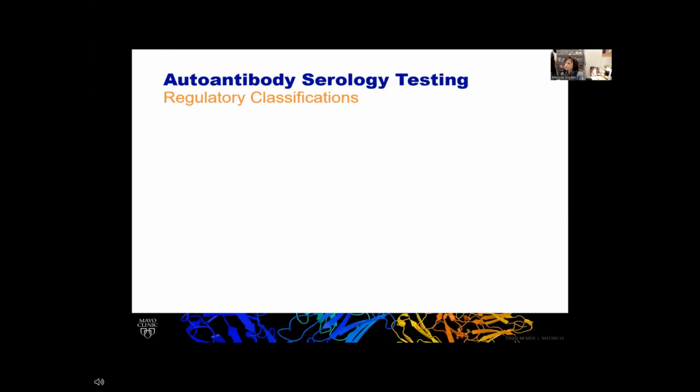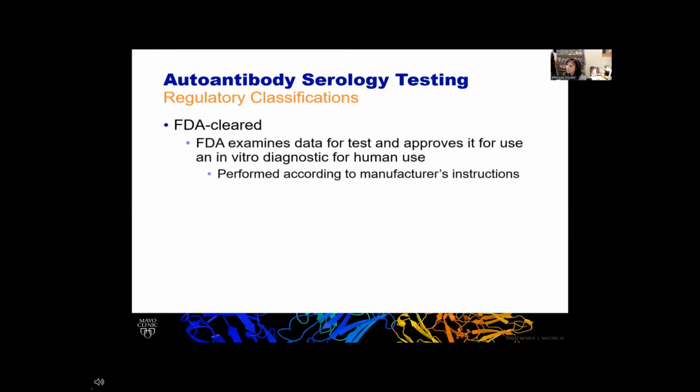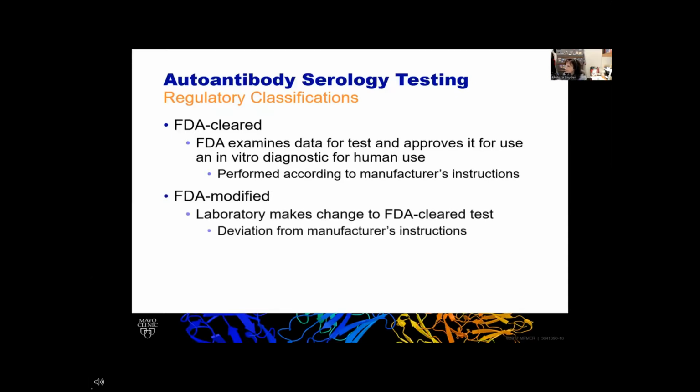So we need to think about regulatory classifications. When we think about this for laboratory tests, many of you, I'm sure, are very familiar with this. We have FDA cleared, where the FDA has reviewed data for a test and approves that it be used as an in vitro diagnostic. Usually when laboratories are performing FDA cleared assays, they are using the manufacturer's instructions. Now, a laboratory may modify an FDA cleared assay. They've made some sort of change in how they perform the testing, deviating from the manufacturer's instructions, and these would be considered FDA modified tests.